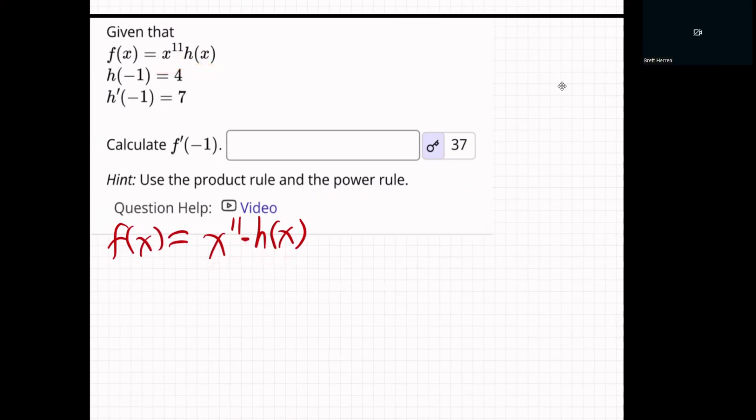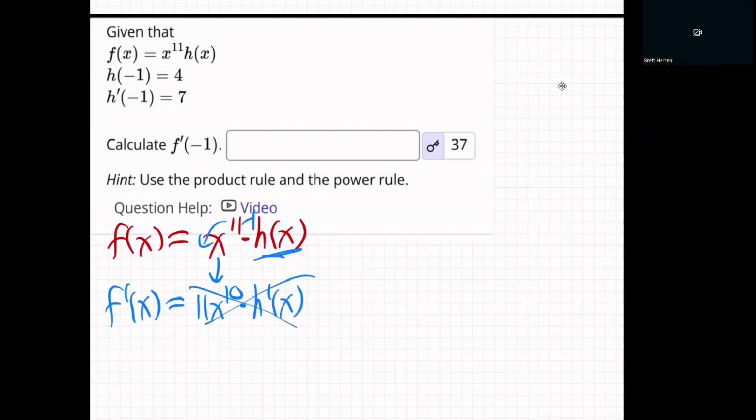Well, you might think, you can tell from my tone it's wrong. You might think, well, if you want to do the derivative, you just do the derivative of the first part, which is, bring down the 11, subtract 1 from the power, and then h, that's just h prime of x. Okay, that's wrong. You can't do that. Why not? Well, it's because of the product rule. Here it is. Let's get this straight.